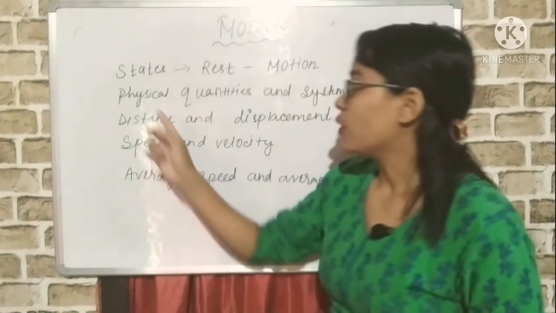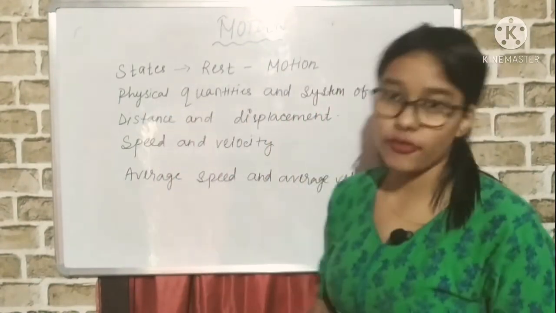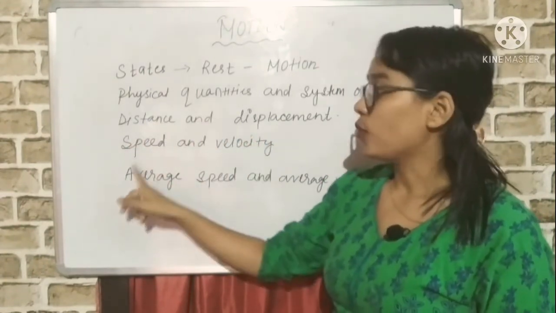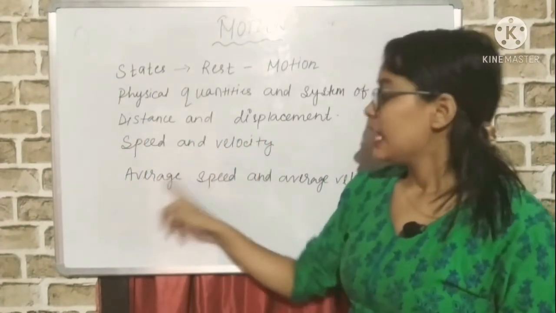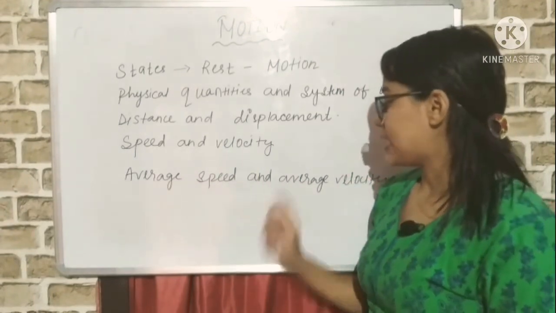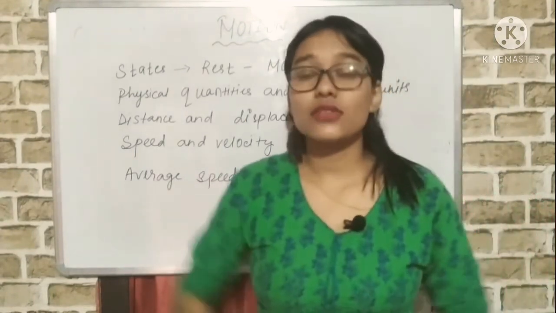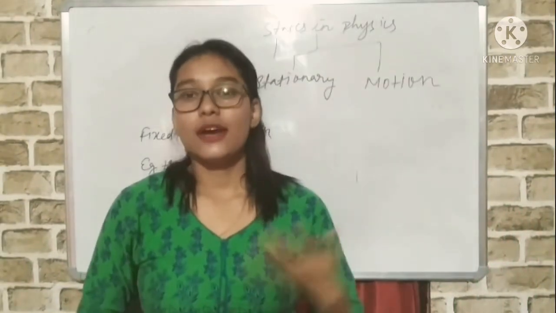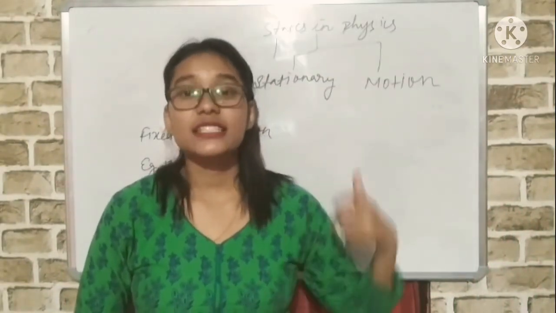Okay, now physical quantities and system of unit. And the third topic, distance and displacement. Fourth, speed and velocity. Fifth, average speed and average velocity. Okay, so we are going to discuss these topics in this video. So now we will start our first topic, that is rest.